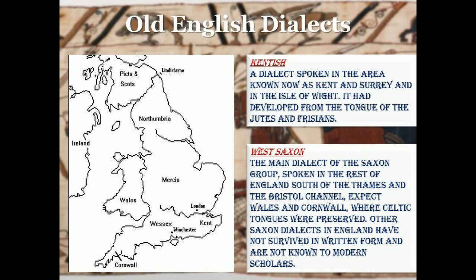Let's talk about Old English dialects. There were 4 of them. Kentish, a dialect spoken in the area known now as Kent and Surrey and in the Isle of Wight. It had developed from the tongue of the Jutes and Frisians. West Saxon, the main dialect of the Saxon group, spoken in the rest of England south of the Thames and the Bristol Channel, except Wales and Cornwall, where Celtic tongues were preserved. Other Saxon dialects in England have not survived in written form and are not known to modern scholars.